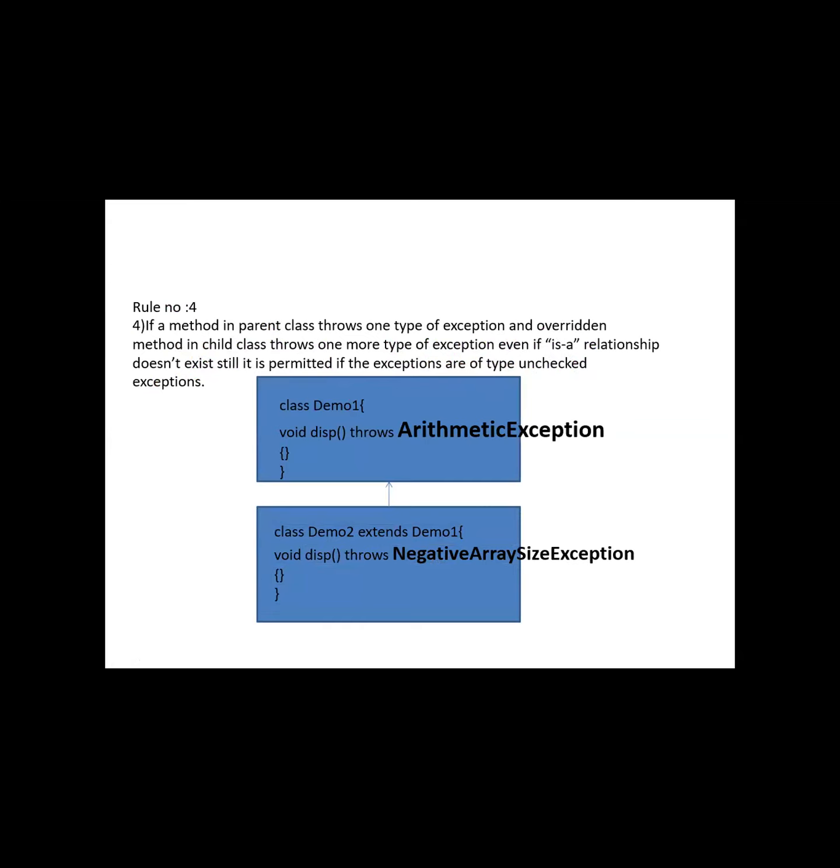Sorry, previously I have taken one example in between for second rule. I have taken here ArrayIndexOutOfBounds. That I should not have taken. If it is checked and unchecked, it will not work. But if it is of same type, unchecked only, then it will work. Okay, let us just see it.